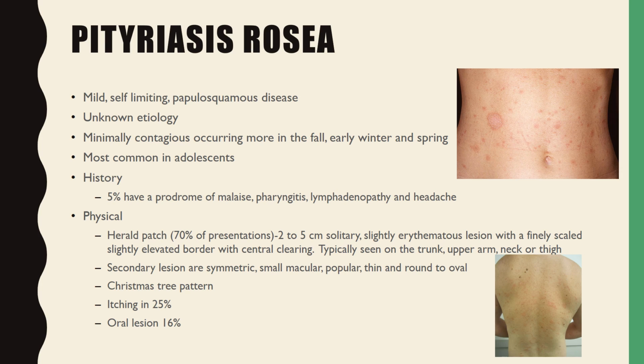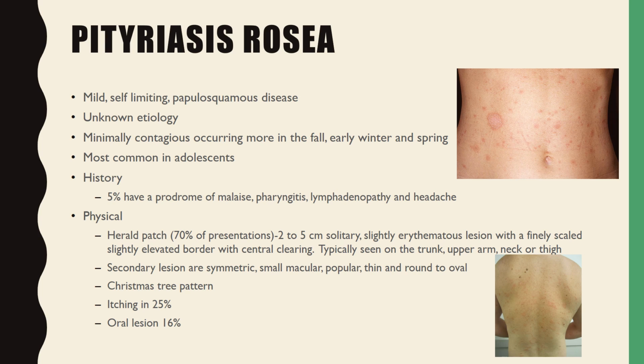So for your physical exam, 70% of them present with a Herald patch. And if you look in that top picture, that larger erythematous area there is your Herald patch. So they'll have this first, and then it spreads out from that. It's a 2 to 5 centimeter, solitary, slightly erythematous lesion with a finely scaled, slightly elevated border with central clearing. It's typically seen on the trunk, upper arm, neck, or thigh.